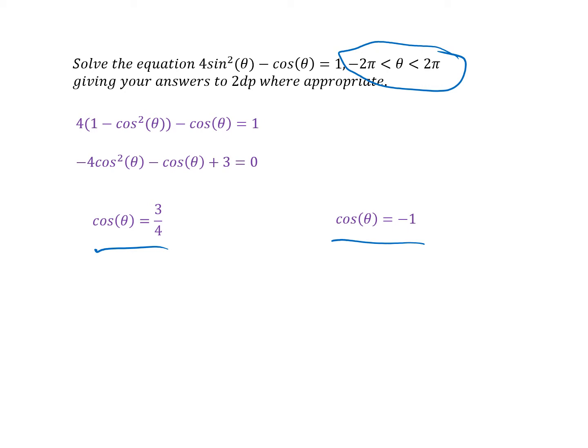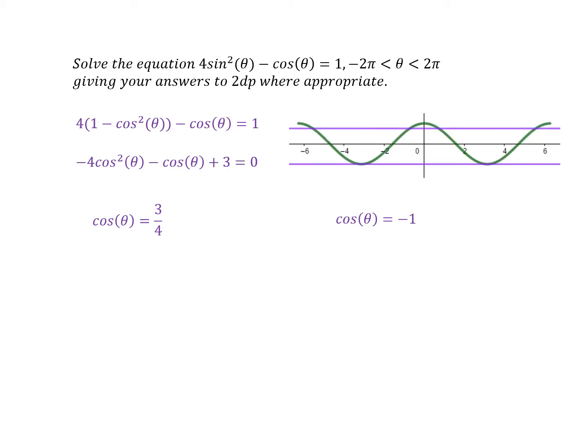So if I draw the graph of cos theta from -2 pi to 2 pi, it looks like this. 2 pi, remember, is about 6.28, so just a bit more than 6 here, and -2 pi, just a bit less than -6. And here are the two lines. This is y equals 3/4, and this is y equals -1. So we can see we've got 1, 2, 3, 4, 5, 6 solutions we're looking for.